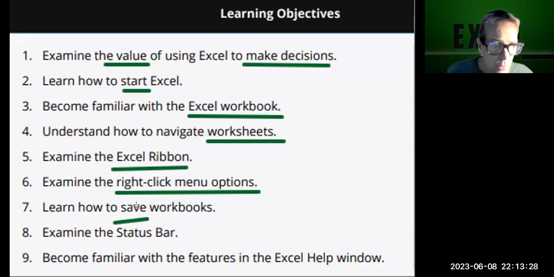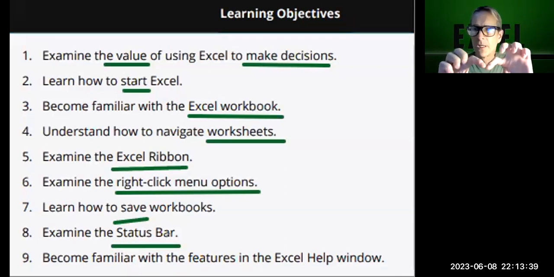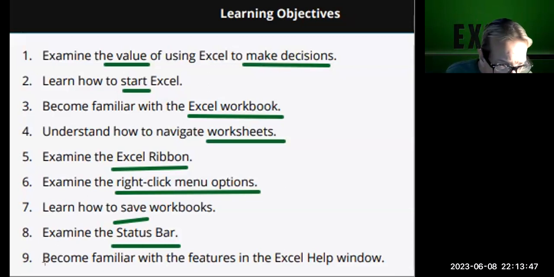Learn how to save a workbook. In other words, learn how to save an Excel file, an Excel project. Examine the status bar. The status bar is the lowest part of the Excel window. It's on the very bottom, so they'll show us some important things in the status bar area.